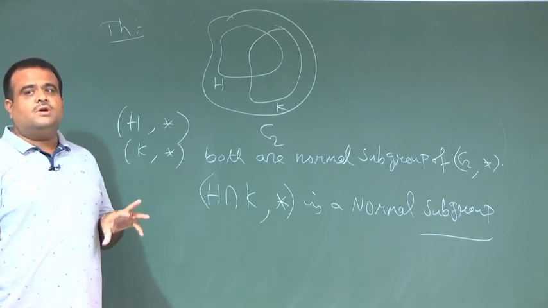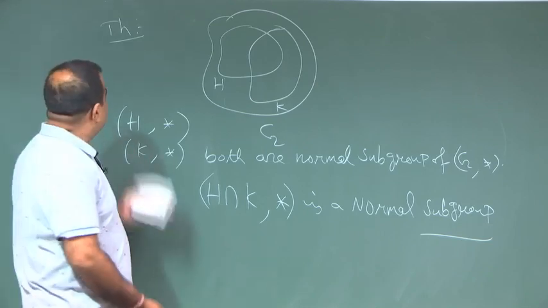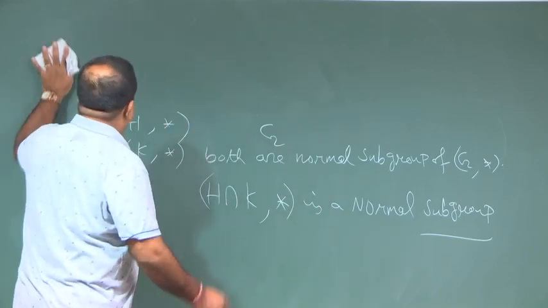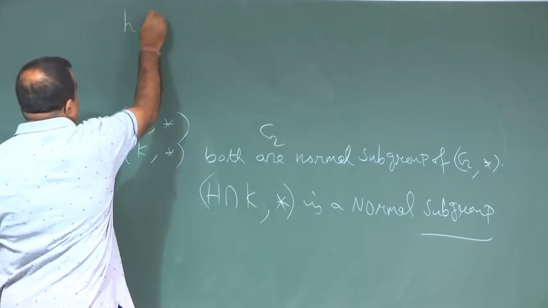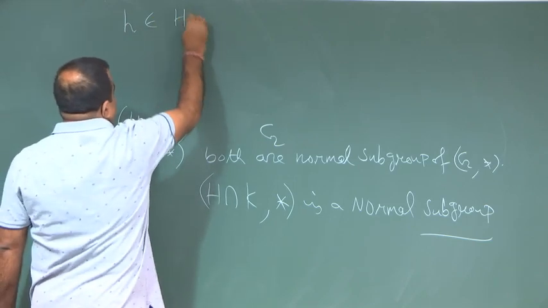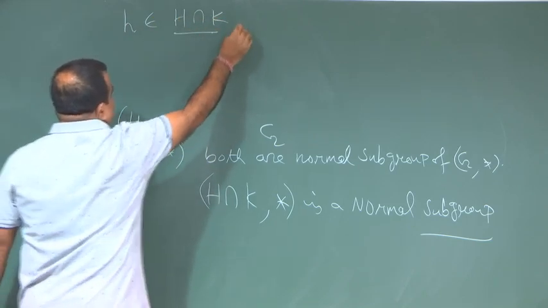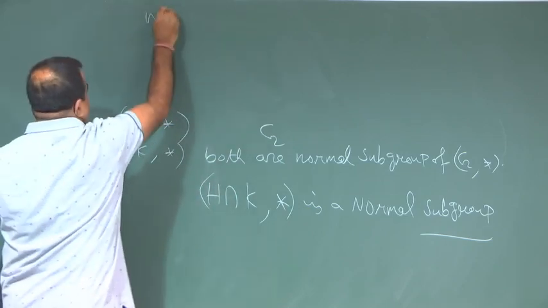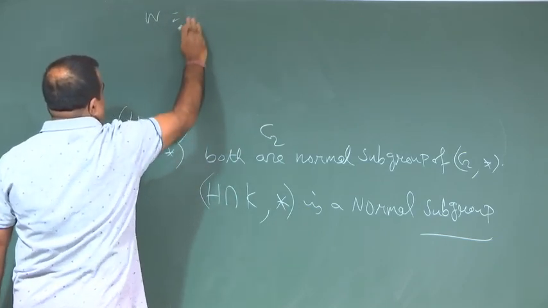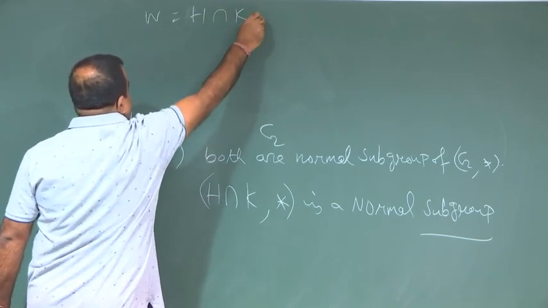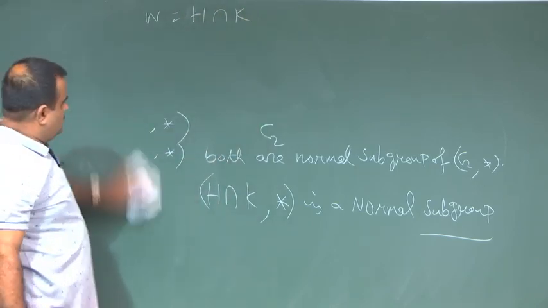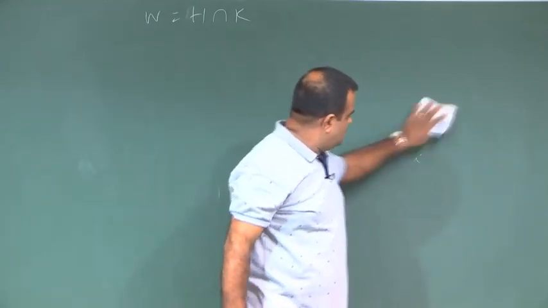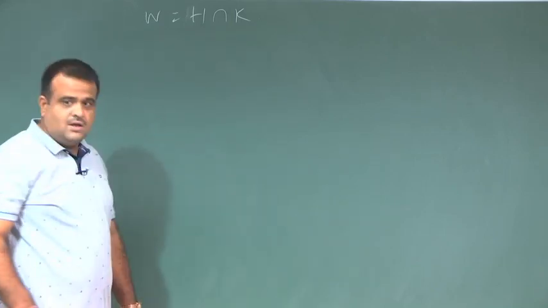Now the question is whether this is a normal subgroup. For that we need to use that theorem. So, what do we need to take? Say this is the set W, where W is equal to H intersection K. So, we need to show W is a normal subgroup, and for that we are going to use that necessary and sufficient condition.